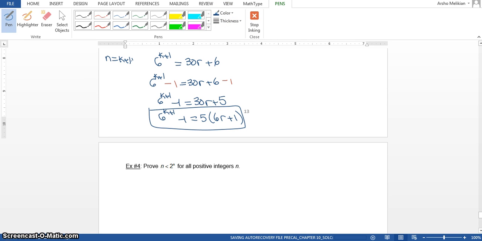Any questions? Okay. Now, this factor of 5 means divisible by 5. So my proof is now done.